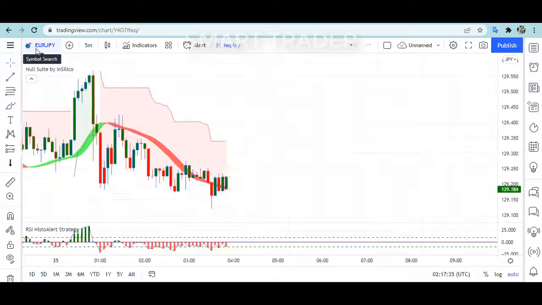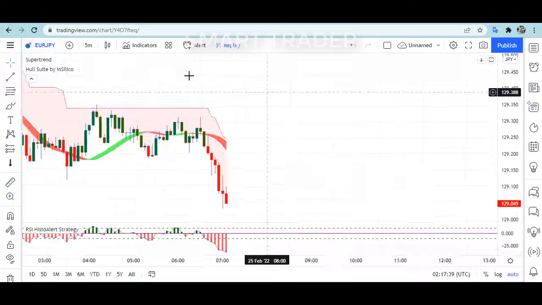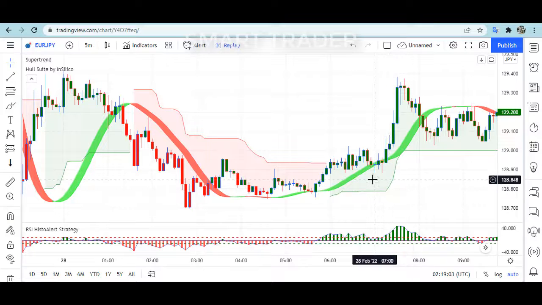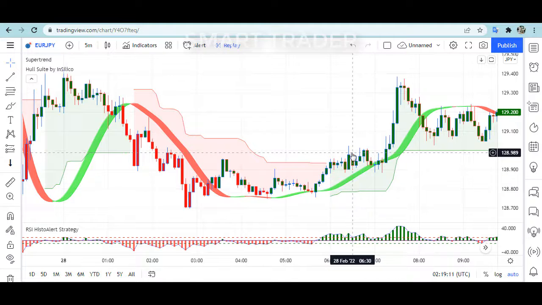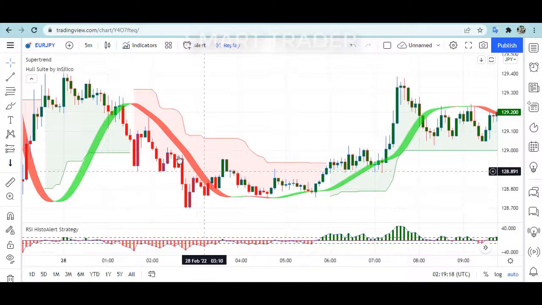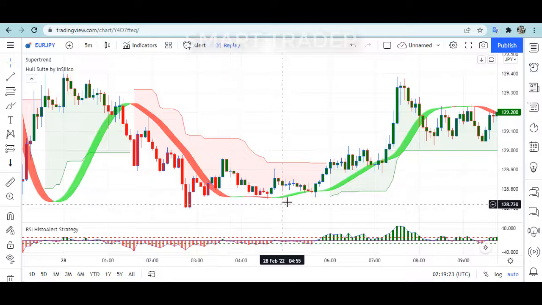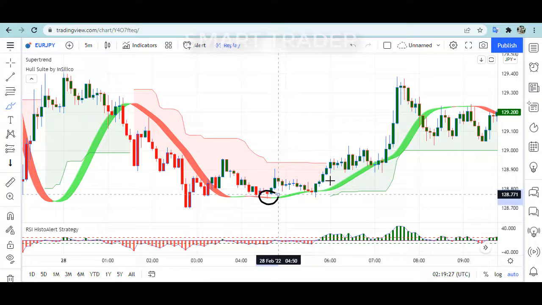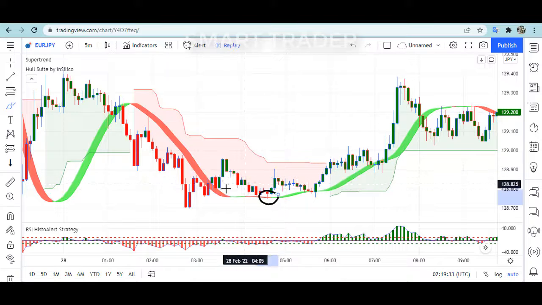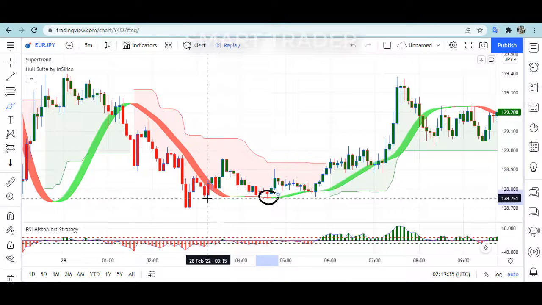This is the Euro-Japanese pair on the 5-minute time frame. For a buy trade, we need price above the two indicators and they are green. The market is not overbought, and we only take the first signal when the red turns into green here. Only take the first signal, but to find the entry, we look for the trading range.